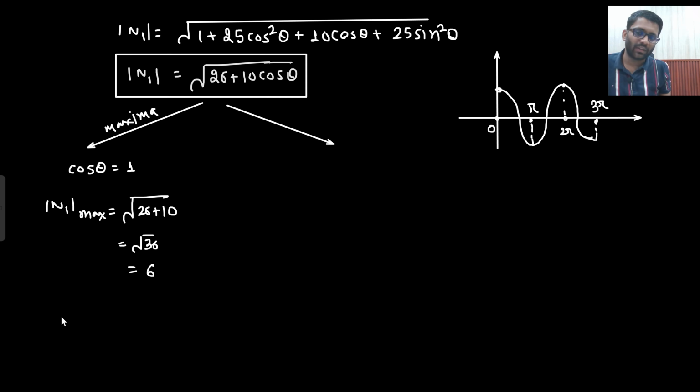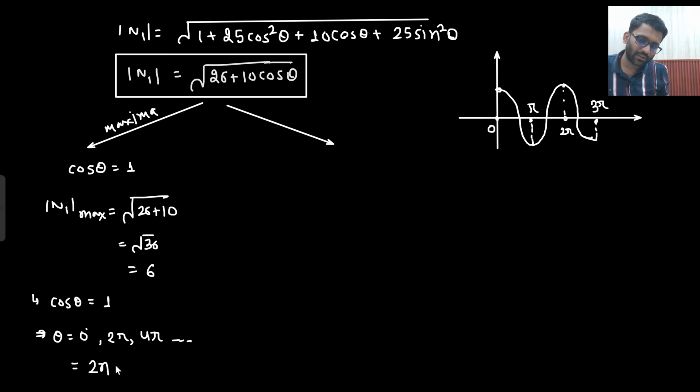And cos theta is equal to 1. So when can it be 1? At 0, at 2 pi, at 4 pi, at 6 pi, in this manner. Okay. So can I write it down as 2n pi? Say yes or no? Right, I can write it down as 2n pi, because if you put n equal to 0, 1, 2, any value you can take, 1, 2, 3 in this manner.